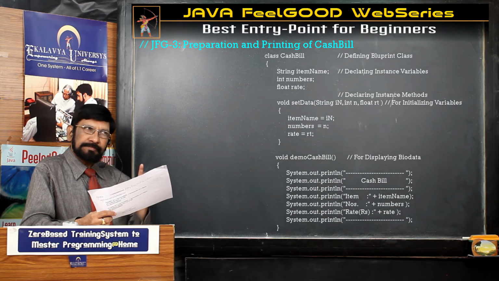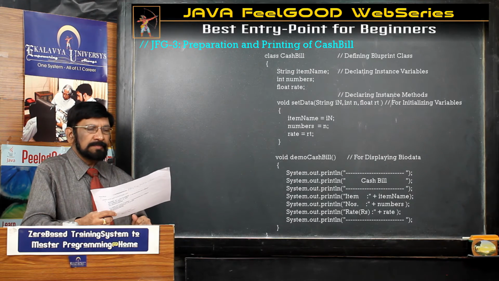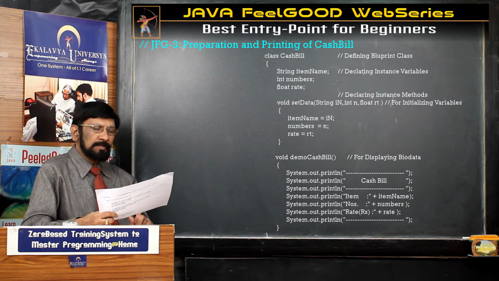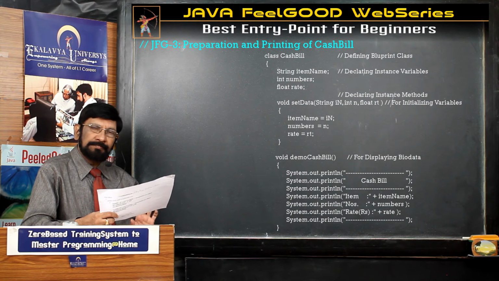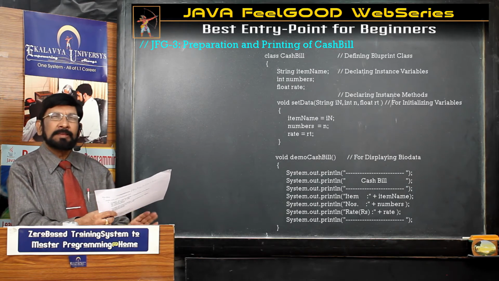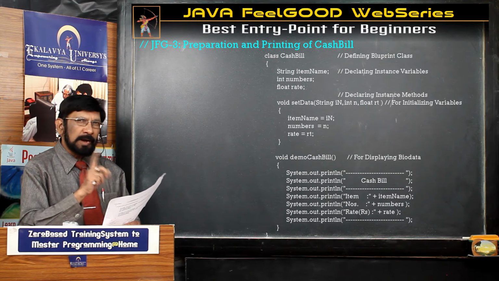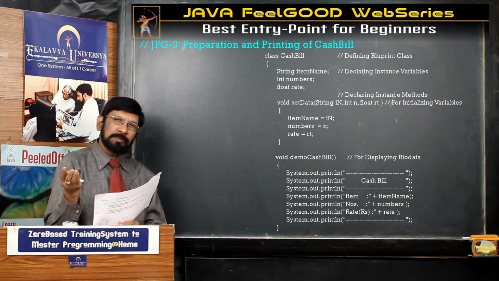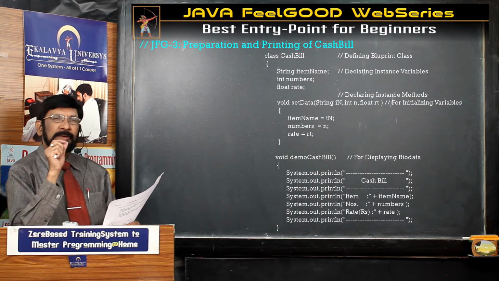One is declaration of instance variables. Second one is the set data method. Third one is demo CashBill. That point you have to understand. Line gaps, indentation, block, everything you grasp and you imitate. Imitation is different, copying is different. After writing your program, you verify with my code.